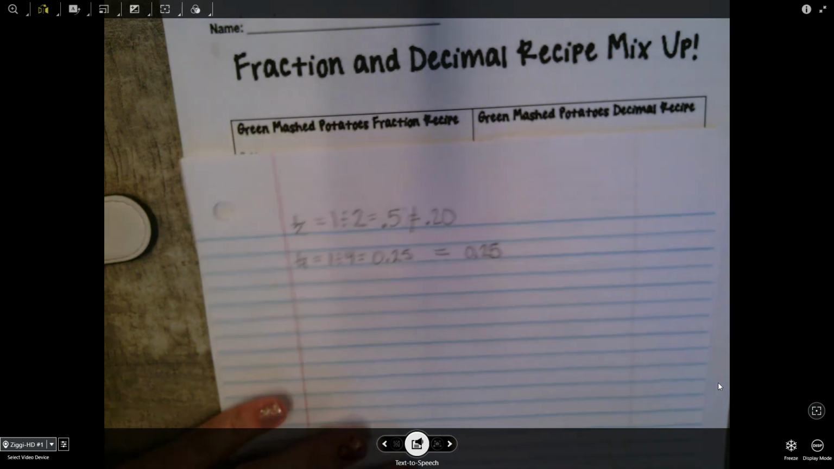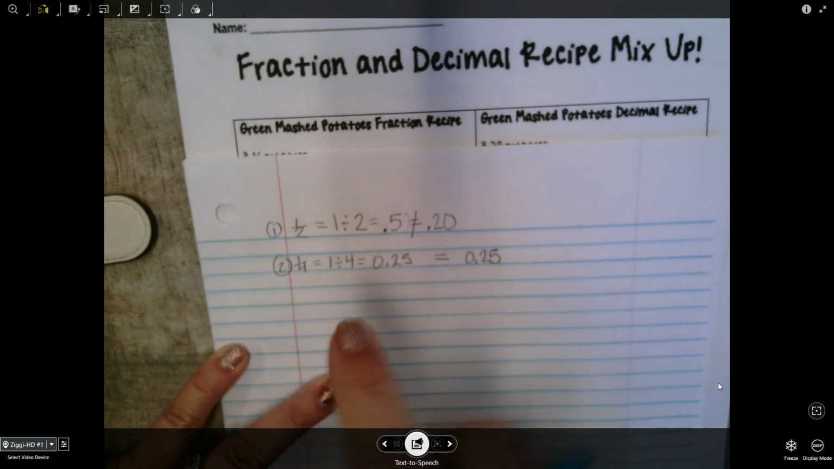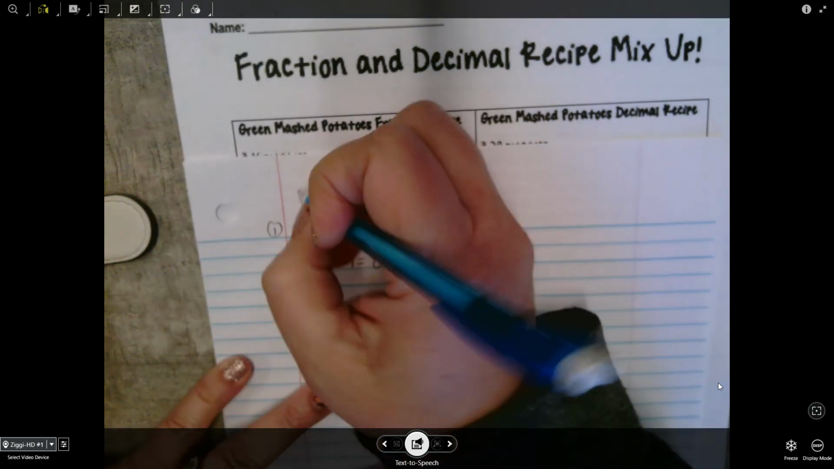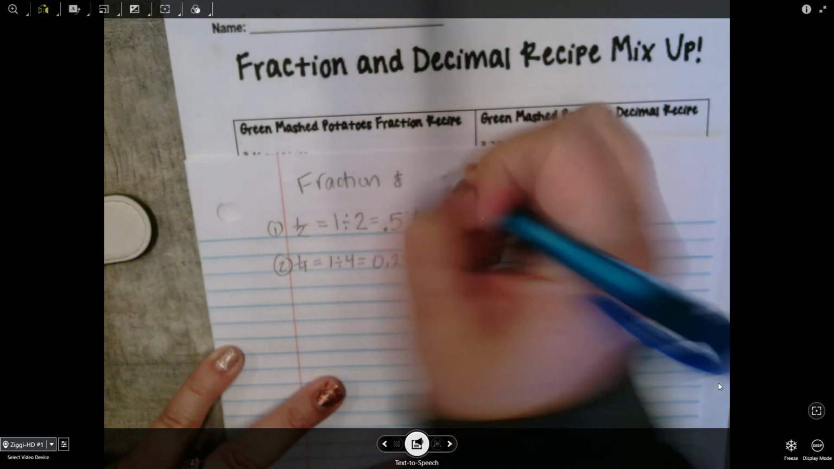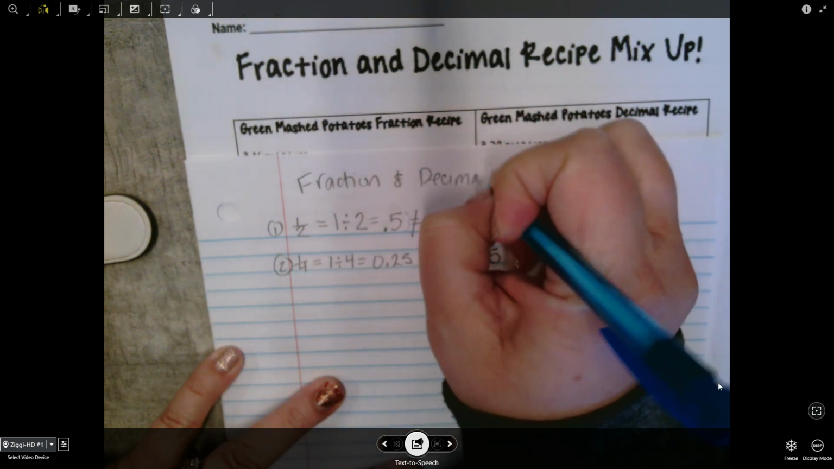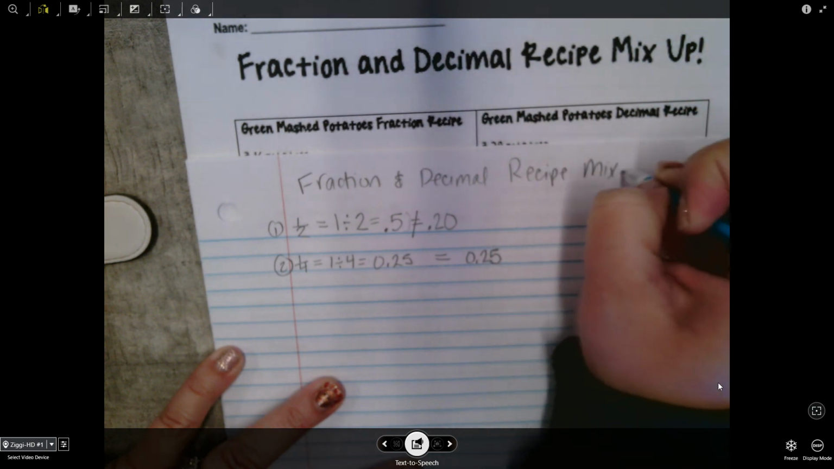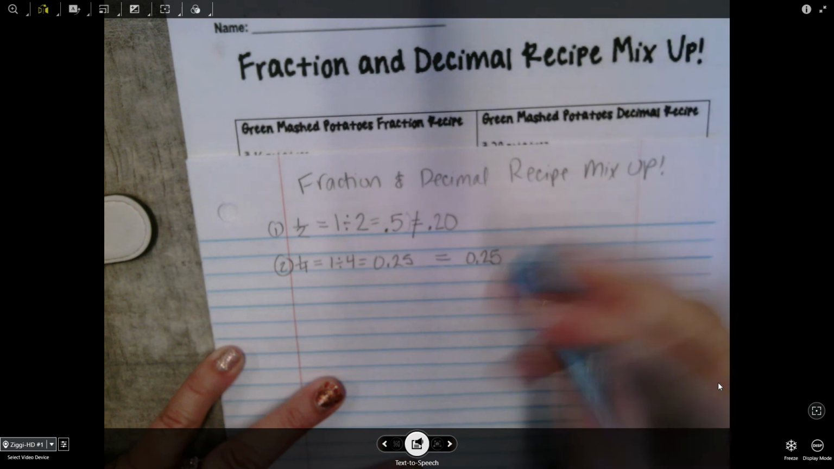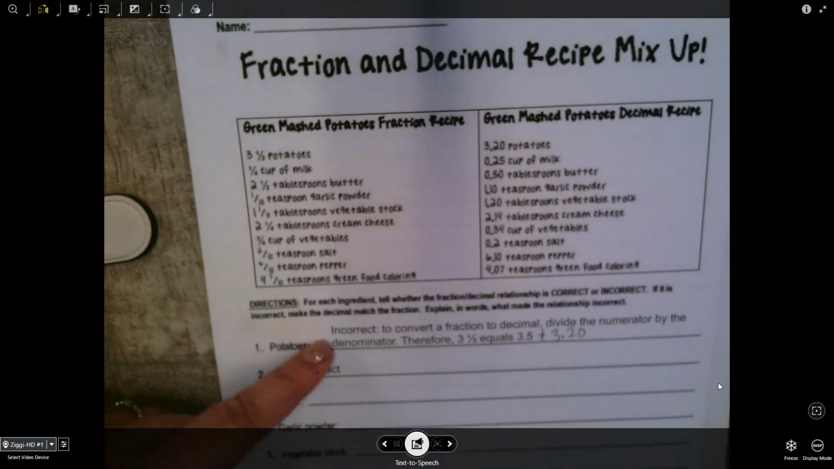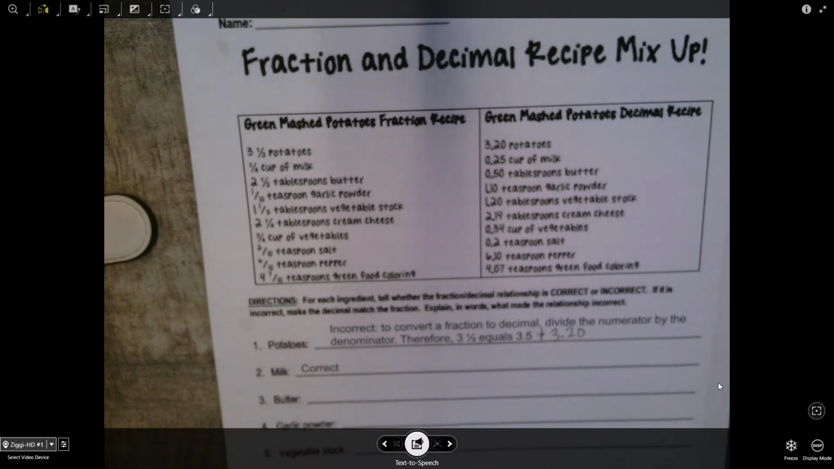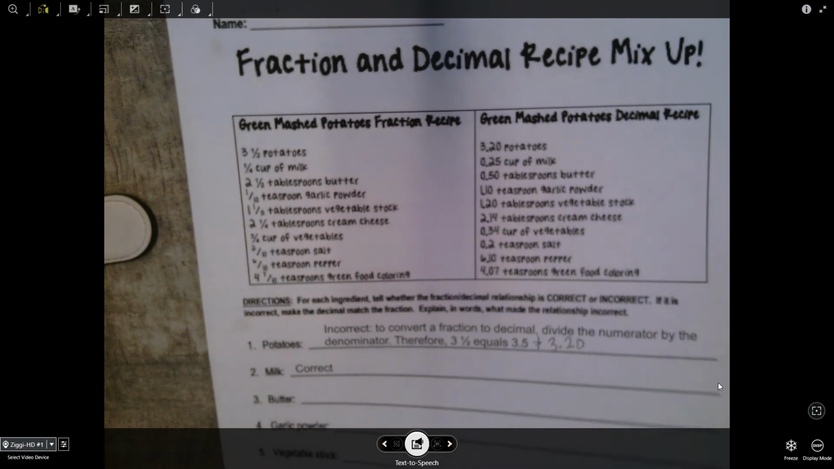So remember, we like to see your work. So you might want to go ahead and make a paper that looks just like mine. On the top, label it fraction and decimal recipe mix up and show your work. And this will even help you with when you have to do the words on this side. Okay, I hope that helps with the fraction and decimal recipe mix up.